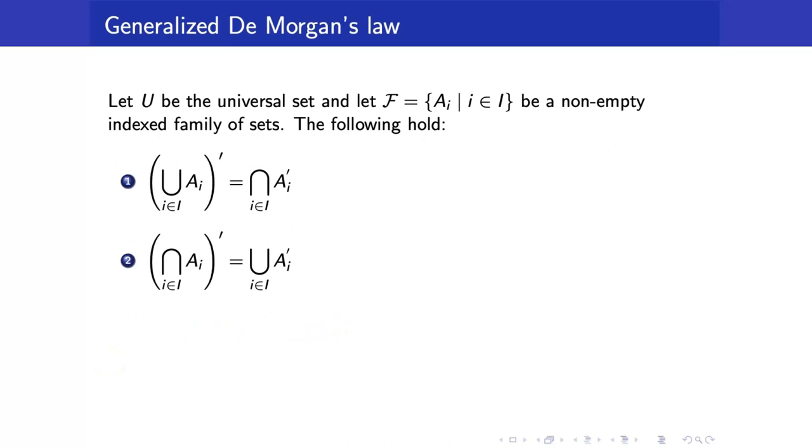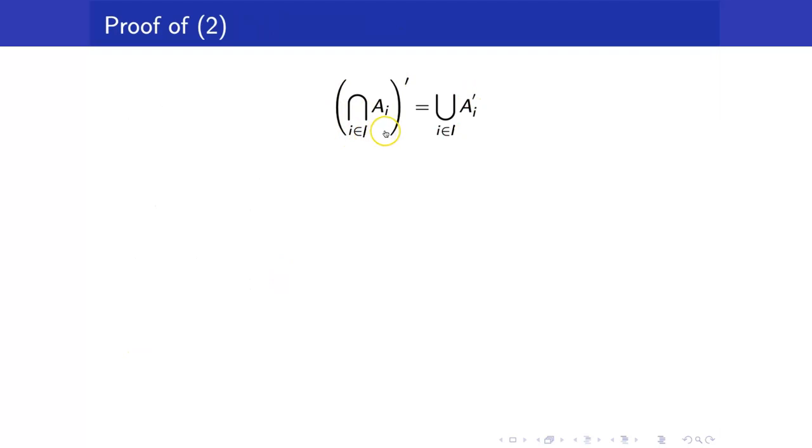Similarly, we also have the generalized De Morgan's law. The complement of the union is the intersection of all the complements. And the complement of the intersection is just the union of all the complements. Let us prove this one. The complement of the intersection is the union of the complements. To show this, I will just be using symbols. I will no longer write it in sentences. I will leave it up to you to write it in sentences.